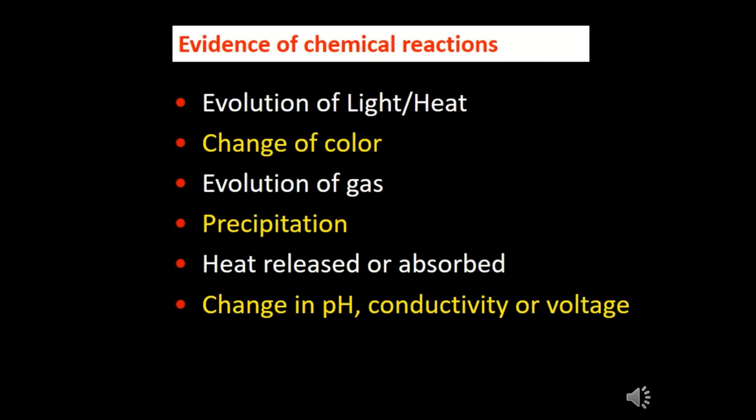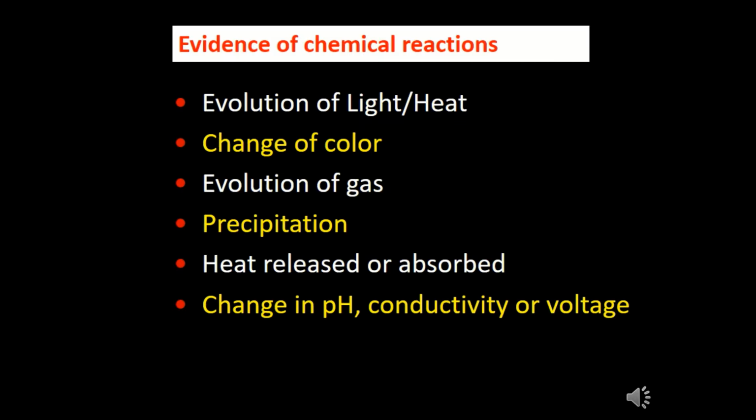Heat released or absorbed. I mentioned it in the first evidence, evolution of light or heat, and then heat released or absorbed. In some reactions, when the reactants go to the product side, they absorb heat, and the temperature goes down. Some of them evolve heat, meaning when the product is being made, the temperature will rise. Then there is change in pH, and the last one, conductivity or voltage.